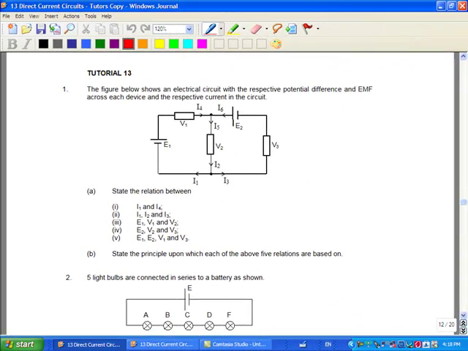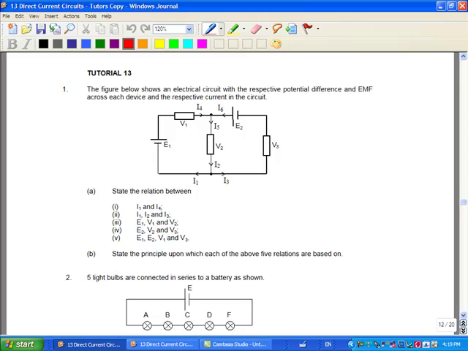Question 1 from tutorial 13. Okay, looks tough, but it actually applies the principles that we have learned just now, principle 1 and 2. So let's look at part A, which has five parts. Let's look at part 1.